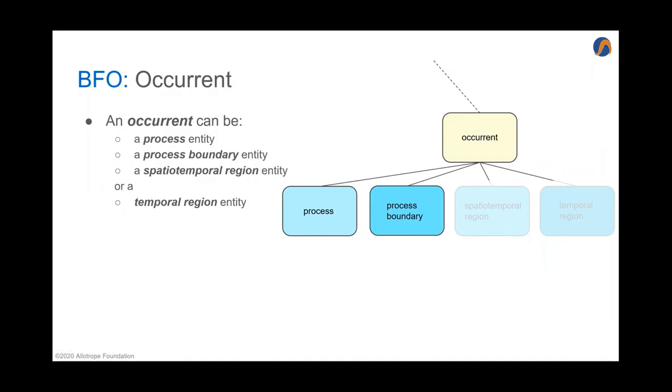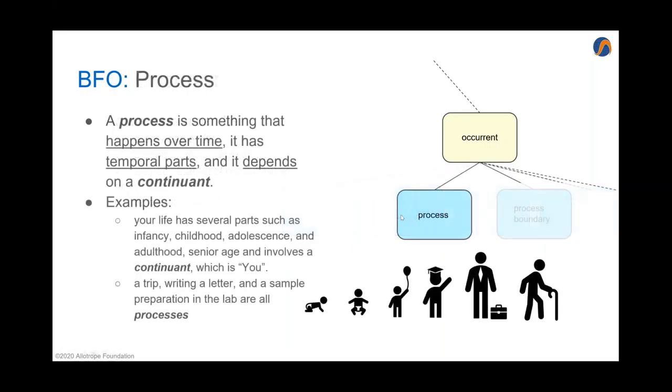Now let's drill down into occurrent. An occurrent can be a process entity, a process boundary entity, a spatio-temporal region entity, or a temporal region entity. We will focus on process and process boundary. A process is something that happens over time. It has temporal parts and it depends on a continuant. For example, your life. Your life has several parts such as infancy, childhood, and so on. And it involves a continuant, which is you. A trip, writing a letter, sample preparation in a lab, they are all processes.